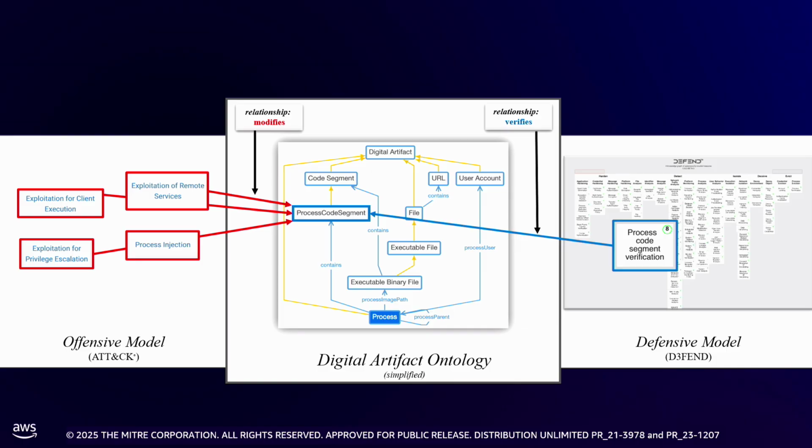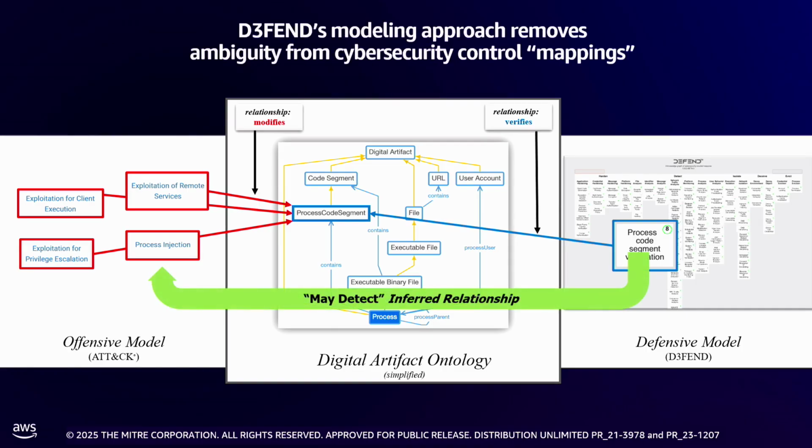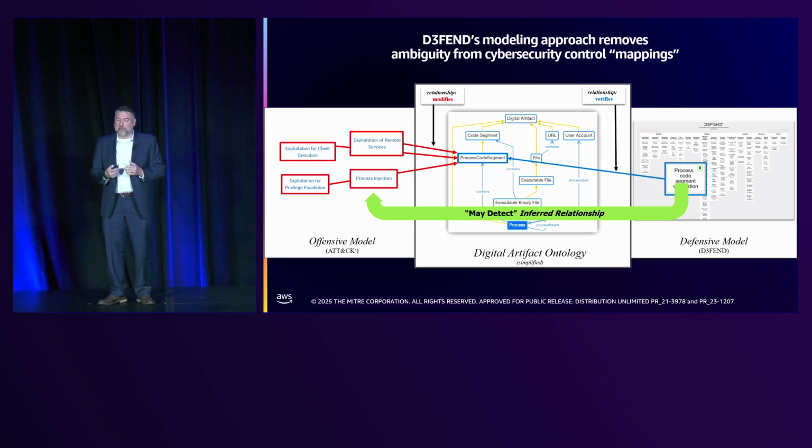There's an offensive relationship that modifies, and there's a defensive relationship that verifies. So bringing that all together, if I get something that may detect this inferred challenge of modification, then I have now somewhat described a cyber defensive countermeasure from the attacker's point of view. So that's what you see with Defend.